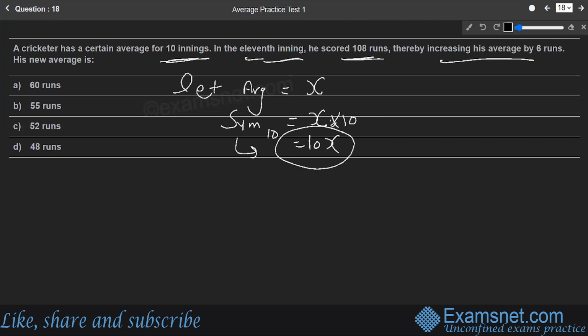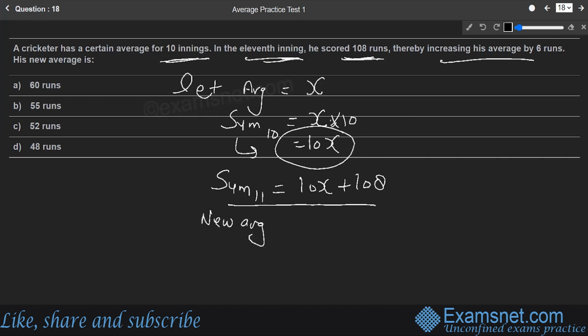Then he says in the 11th inning he scored 108 runs. So we can clearly say the sum of 11 innings will be the older sum plus the 11th inning's runs, that is 108. This is going to be the sum of 11 innings, that is 10x plus 108. Then he said thereby increasing his average by 6 runs. So the new average is now the old average plus 6 runs. That's what he is saying. The average has been increased by 6 runs. So the old average X plus 6, this is the new average. This is the new sum. So he wants us to calculate the new average. He's saying the new average has been increased by 6 runs.